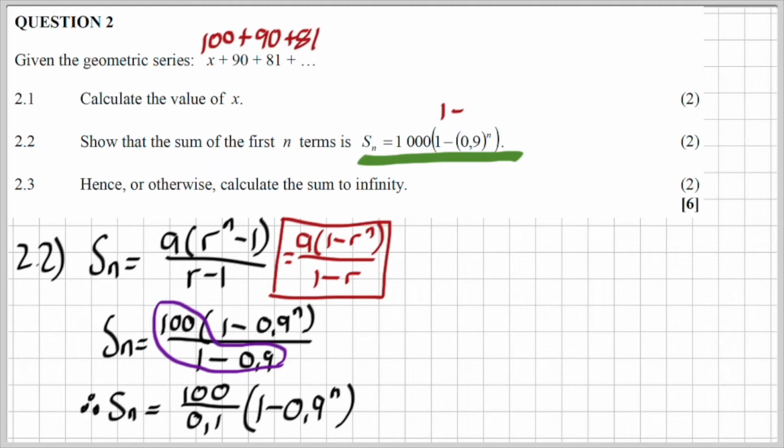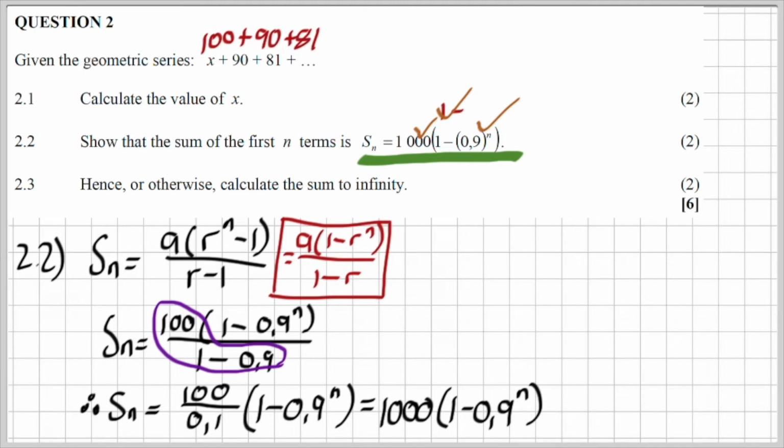What I love is comparing this to where I want to go. I've got the 1 there. I've got the 0.9 to the n. And what is the 100 over 0.1? Yes, it is the 1000 that I'm looking for. Yes, I've got it. Now they say "hence or otherwise".